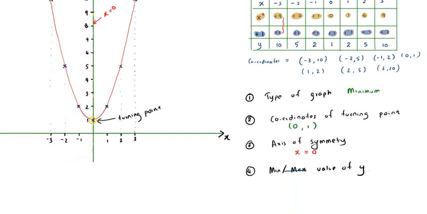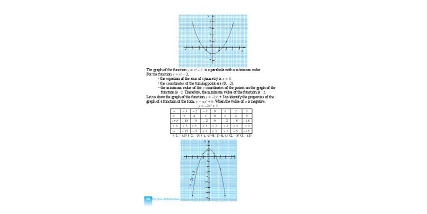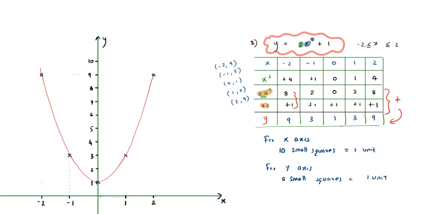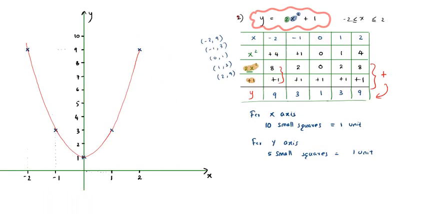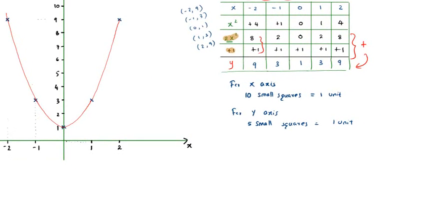Okay, children, for now I want you to write these 4 questions and answers because you have plenty of space. Do the same thing for the other graph as well. The same questions. The first one, type of graph. The second one, coordinates of turning point.